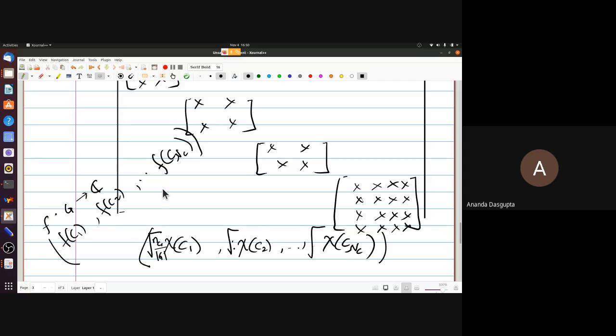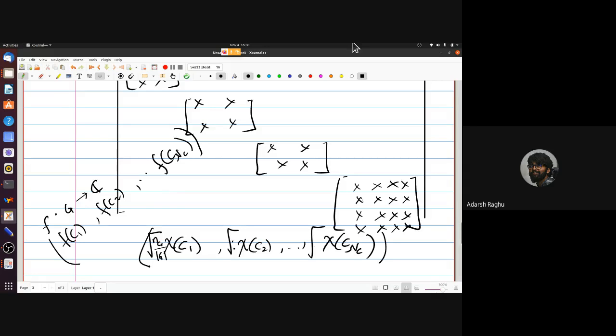But what we have found out is the character vectors are orthogonal in this vector space. So the number of such character vectors must be bounded by the dimension of this space, which is nothing but the number of classes. Is that clear?